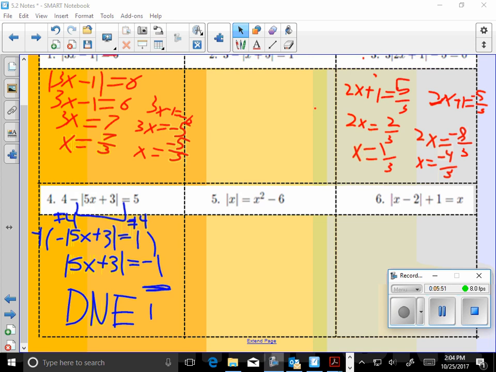So if you isolate the absolute value and that equation is equal to a negative, that just means the absolute value graph is above or below the x-axis and will never touch the x-axis. Because what we're trying to do here is find out where this thing equals 5. Well, it never will. Right?